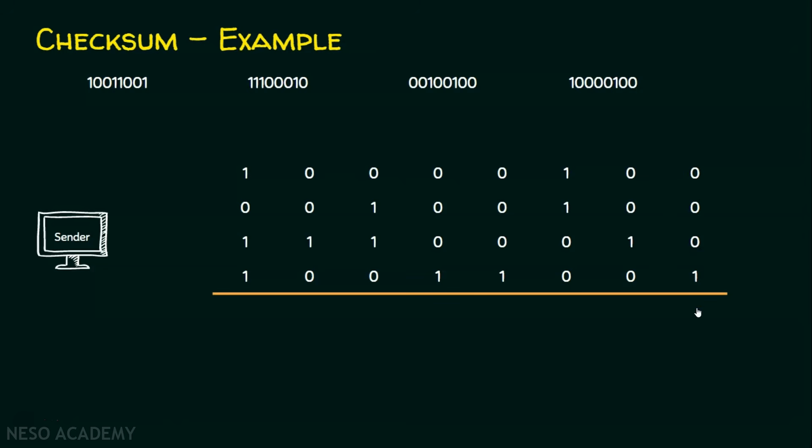0 plus 1 is 1. So no carry is generated. The result is 1 and no carry. And here 0, 0, 1, 0. The addition is 1 and no carry. 1 plus 1 is 1, 0. It's binary addition. 1 plus 1 is 1, 0. 1, 0 plus 0 is 1, 0.